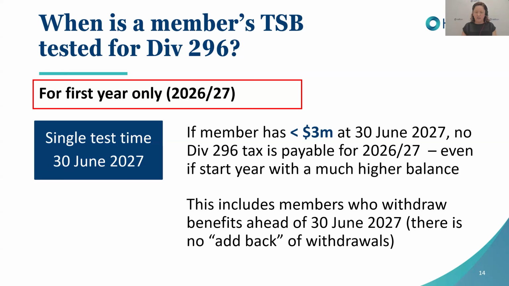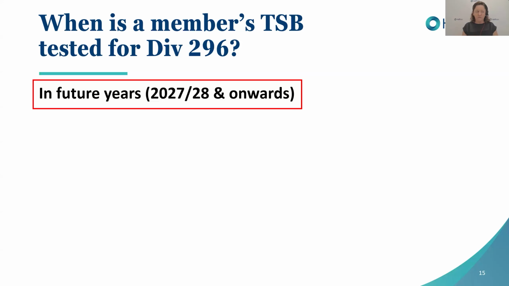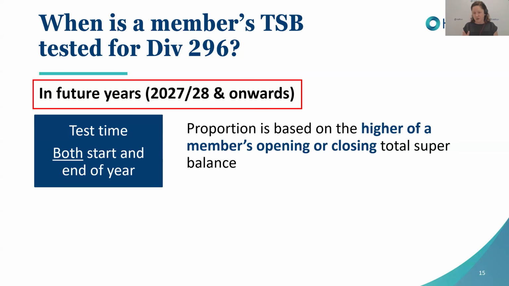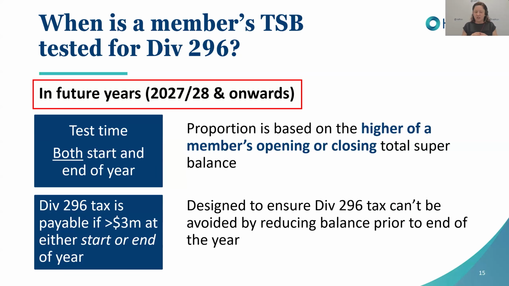But that's only a transitional rule for the first year. For future years, so for 27-28 and onwards, we're actually going to have two test times. So we have to look at someone's balance at the start of the year and the end of the year, and we count the higher of the two.